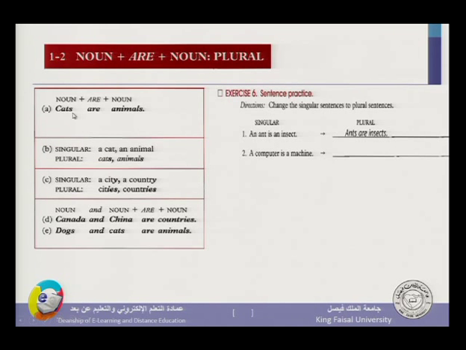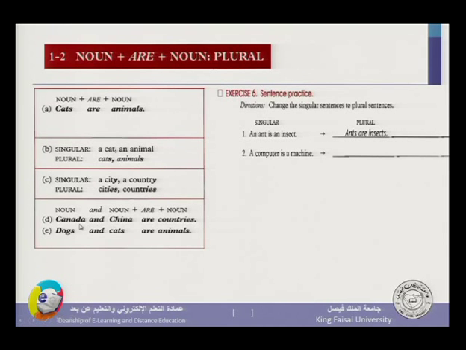Cats are animals. Look at this, the singular form, a cat, and the singular form of animals is an animal. To make a cat plural, we say cats, and to make an animal plural, we say animals. So we say cats are animals. Another one, a city is singular, a country is singular. So to make them plural, we can say cities, countries, right? Cities and countries.